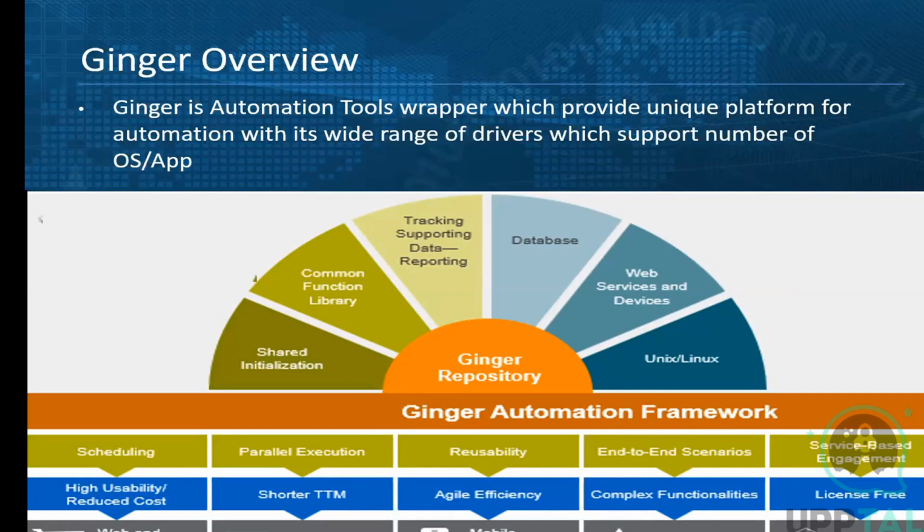Clear? So these are all the salient features of Ginger: we can schedule at any moment, we can do parallel execution, we can achieve reusability using common library functions, we can automate end-to-end scenarios, and we can do service-based engagement as it's license free. These kinds of things we can easily achieve via Ginger.